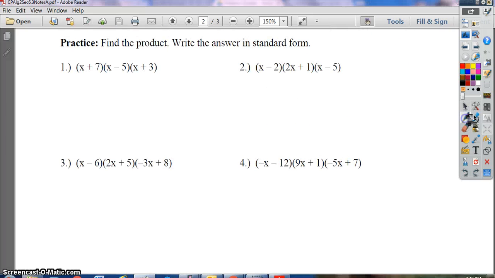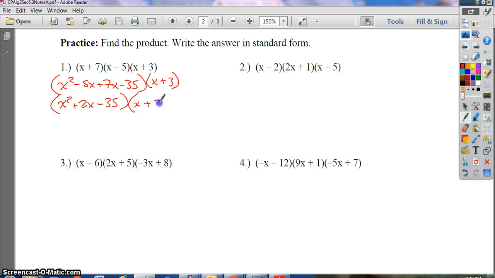Here we go. Again, standard form for our guys. First, I'm going to FOIL this. This is x squared minus 5x plus 7x minus 35. Times x plus 3 here. So this is going to be x squared plus 2x minus 35. And now I'm going to multiply by x plus 3. So I'm going to multiply x into all three of these. That's x cubed plus 2x squared minus 35x.